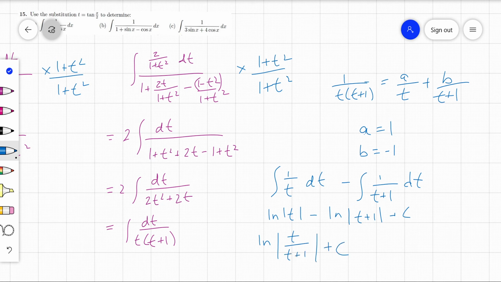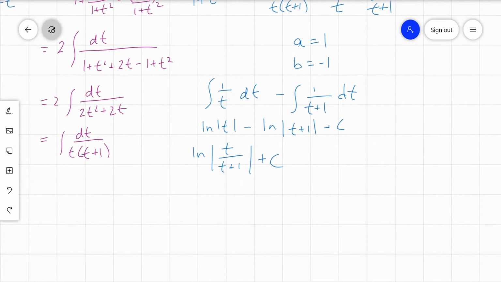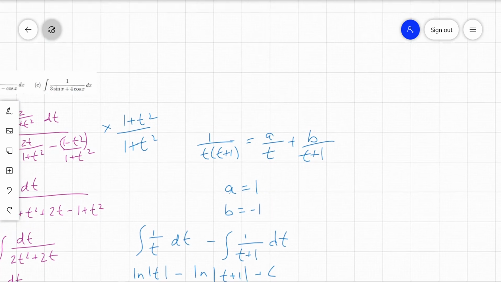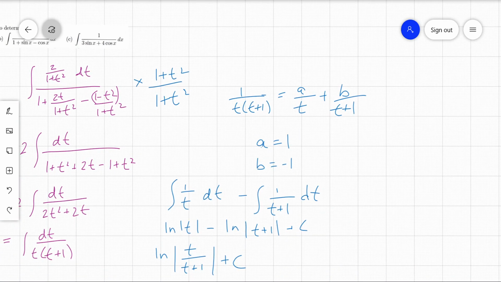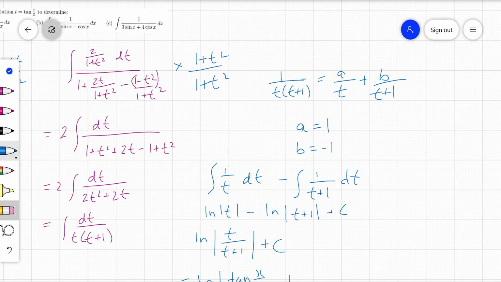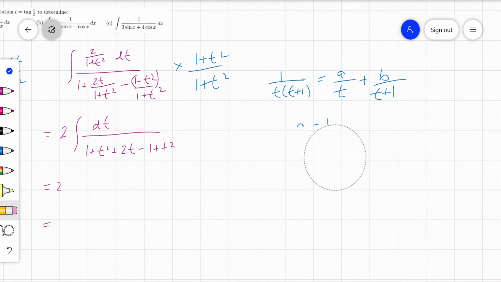And another way of saying that, in terms of x's, remember t equals tan x on 2, so that's going to equal log of tan x on 2 and 1 plus tan x on 2 on the bottom, plus c, of course. Okay, so just remembering to put it back in terms of x. All right, so looking at this last one, I just have to rub this out.